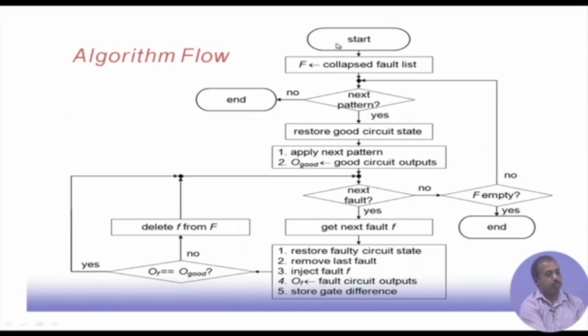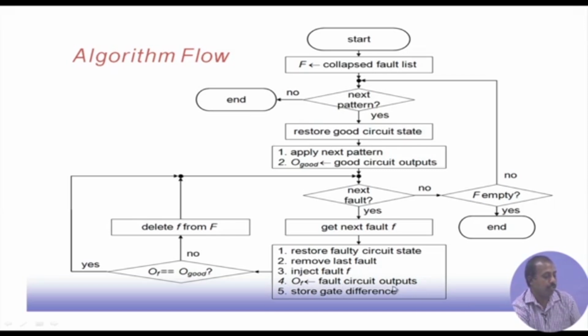So, start with the collapsed fault list and get the next pattern. Restore the good circuit state, because we know the good circuit value. Apply the next pattern, so we have the good circuit output. Then it will see if we have any more faults to be simulated. If some fault is there, it will get the next fault and restore the faulty circuit state. Now this fault has been injected into the circuit, and the last fault, whatever we had simulated last time, is removed.